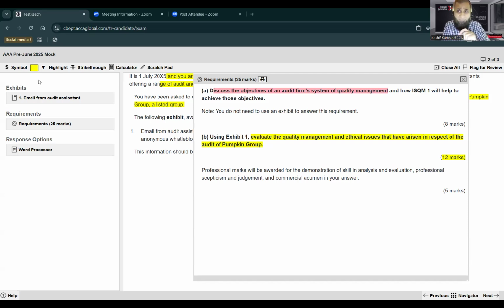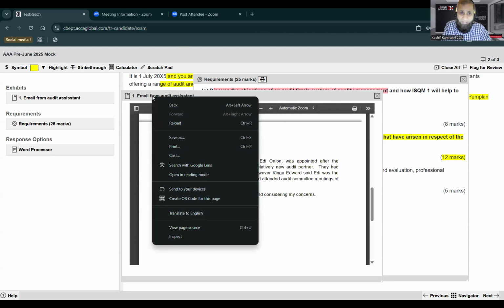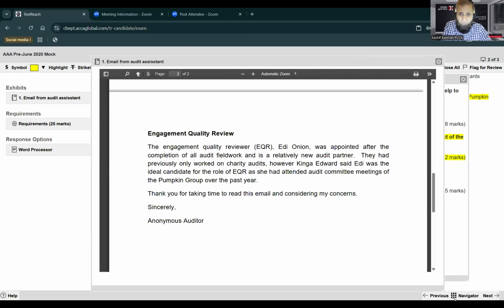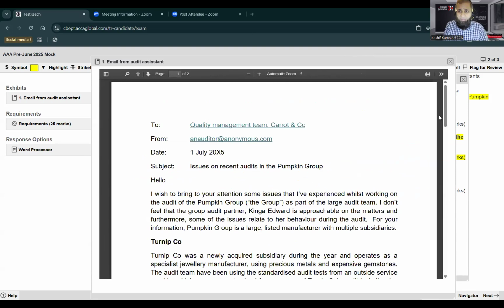Okay, now let's emphasize how you would have gone about doing it. If you open up this exhibit, which is telling us about the quality management issues, I hope you can see that on your screen. This is the exhibit which tells us about the quality management issues. It says to the quality management team, Carrot Company, from an auditor at anonymous.com. So an anonymous auditor is emailing the quality manager at Carrot Company about issues in the recent audit of Pumpkin. He's trying to raise the issues in the audit of Pumpkin to the manager who's looking after the quality management, and he's giving him an email.